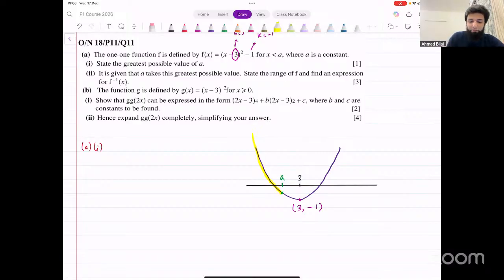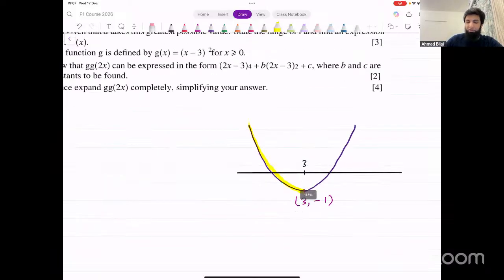They want us to find the greatest possible value of A. Now, is this A the largest possible value that we can have for A? No, because even if we go a bit more to the right, for example, earlier A was here, we can keep going on a bit further, and this is still one-to-one, and we can keep going on and on until we reach the turning point.